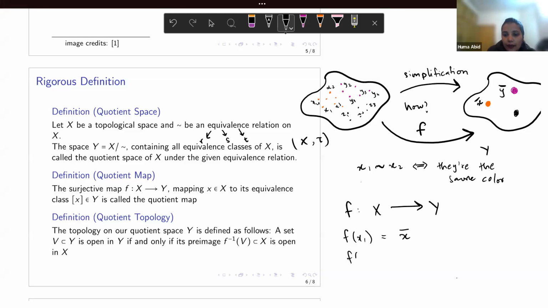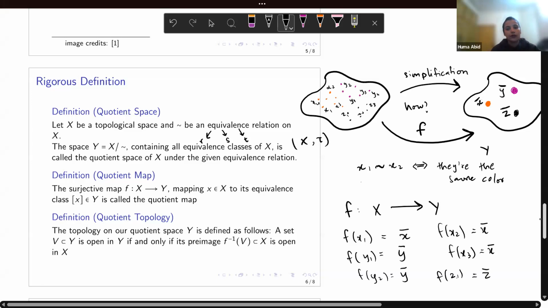Then y1 would be mapped to y bar. Similarly, x2 would also be mapped to x bar, x3 would be mapped to x bar, y2 would be mapped to y bar, and so on. Similarly, if this is your z bar, then z1 would be mapped to z bar, z2 would be mapped to z bar, and so on, right? So any surjective map that maps points to their equivalence classes is called a quotient map.